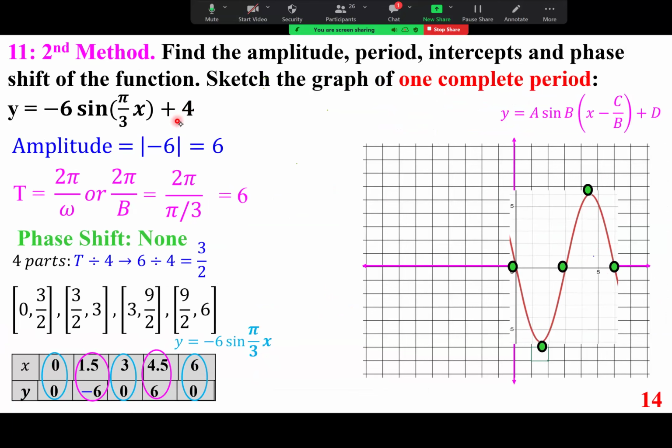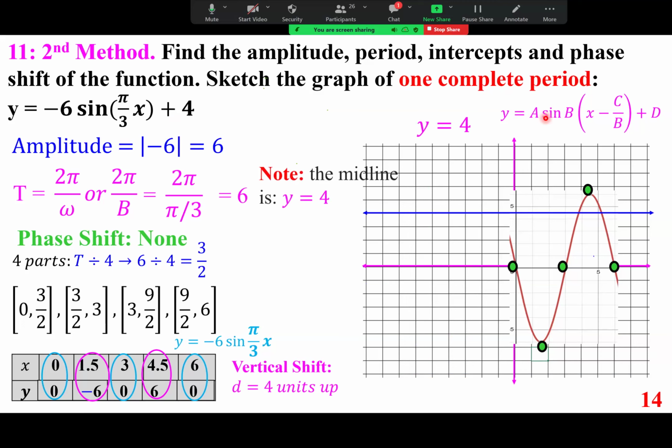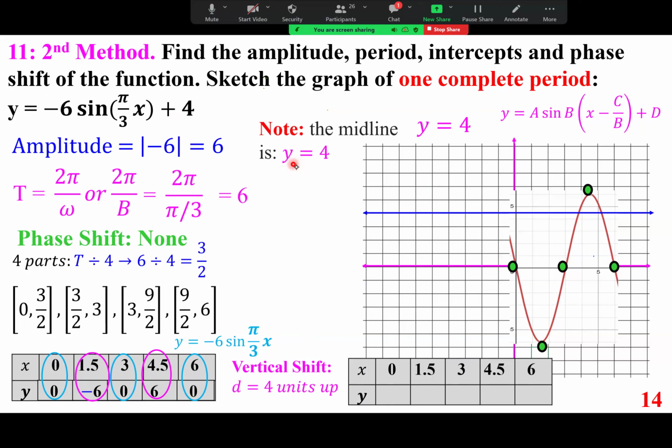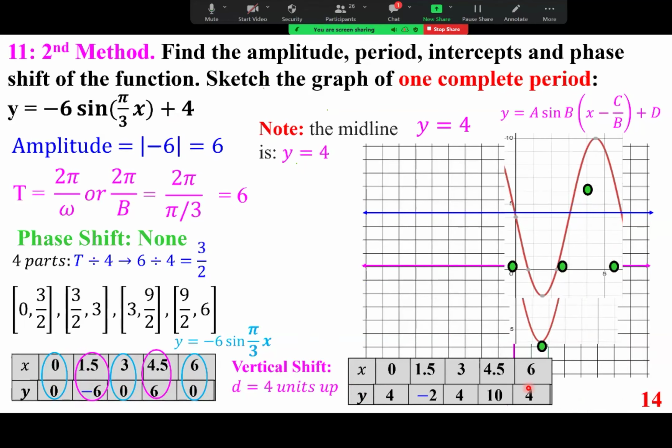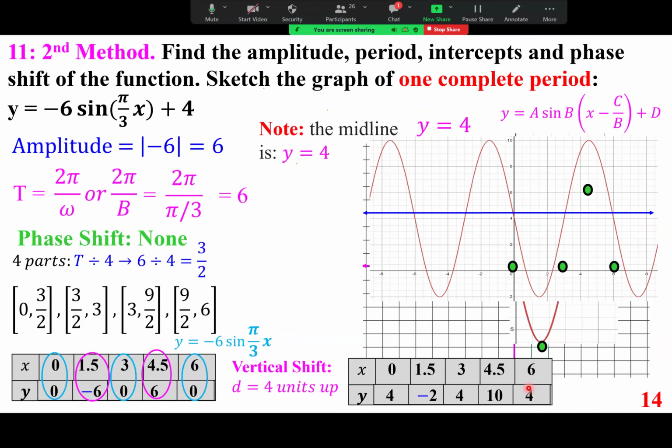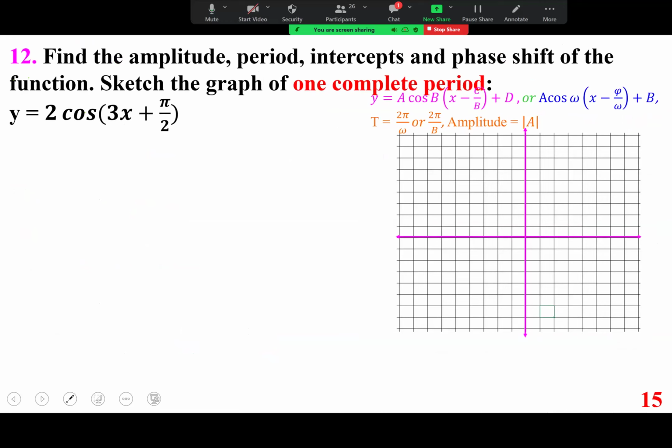However, plus 4 means shift up by 4 units. So now take this up by 4 units. This is called the midline. The midline y equals 4. And so same numbers, put them here. Just add 4. So 0 becomes 4. Remember the previous page? Minus 6 plus 4 is negative 2. 0 becomes 4. 6 plus 4 becomes 10. 0 becomes 4. And now that's the new one. I hope everybody can see the second method is very straightforward. And if you continue, you'll get to the answer. Those are the new pairs. All right, so that was very straightforward.